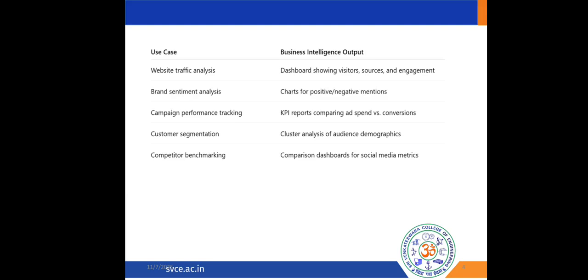So the benefit of website traffic analysis, we have these key concepts, and we have also seen the importance of website traffic. So that is what the output will be. It shows the visitors, sources and engagement on a particular website. What are the actions done on the user side on a particular website? All actions are being recorded and analyzed under website traffic analysis.